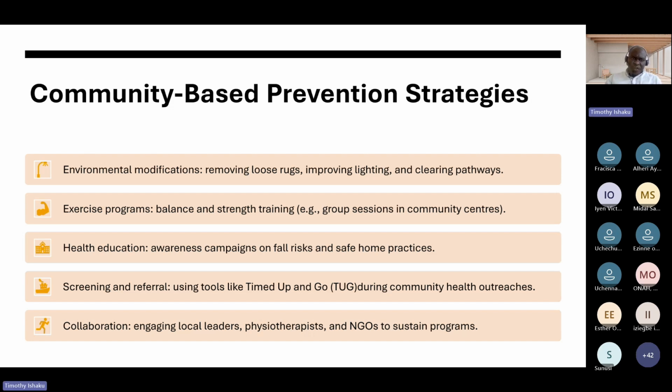They look at home modifications. I will also use the example of NEPA taking light, so lighting is important. Earlier on, one of the participants mentioned lack of light causing a fall among one of our clients. Exercise prescription: we said that balance and strengthening exercises are good, but there is also the question of whether it is group exercise or face-to-face, which is up to us. Then health education, raising awareness, and collaboration with community leaders to make sure it's effective.